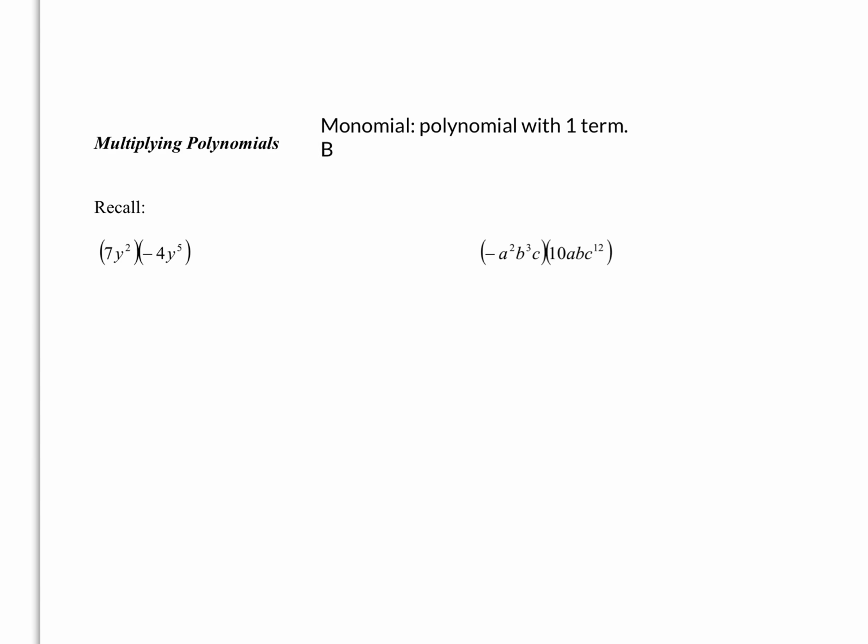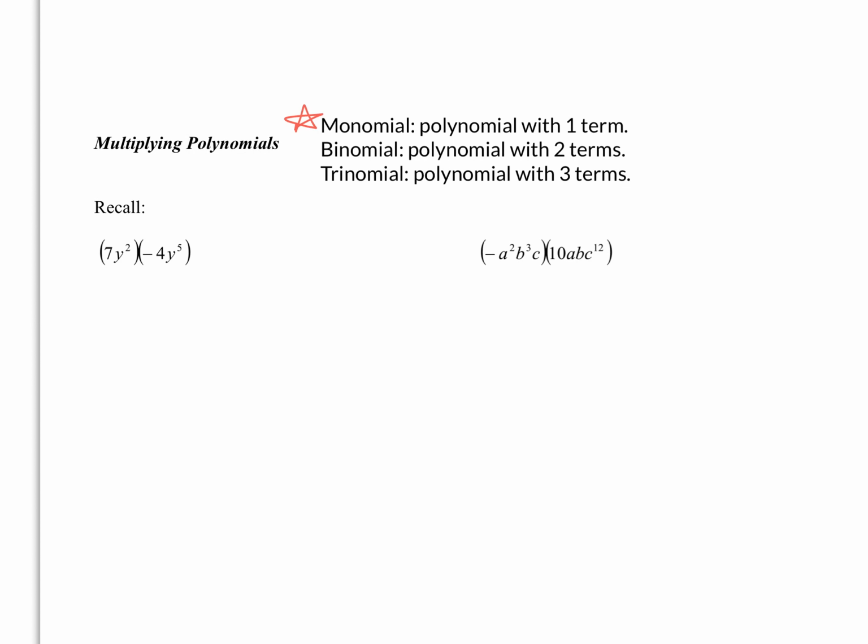We also have, you've probably heard of a binomial. That would be a polynomial with two terms. And then another popular one is a trinomial. That's a polynomial with three terms. So what I want you to recall from this is specifically multiplying monomials, multiplying one term by one term. So I have this term times this term.